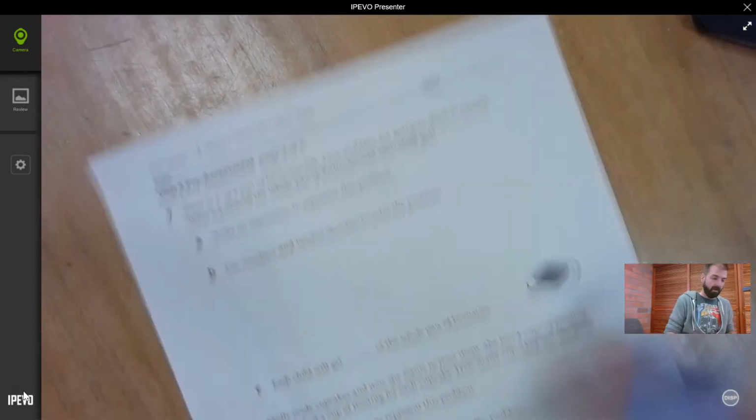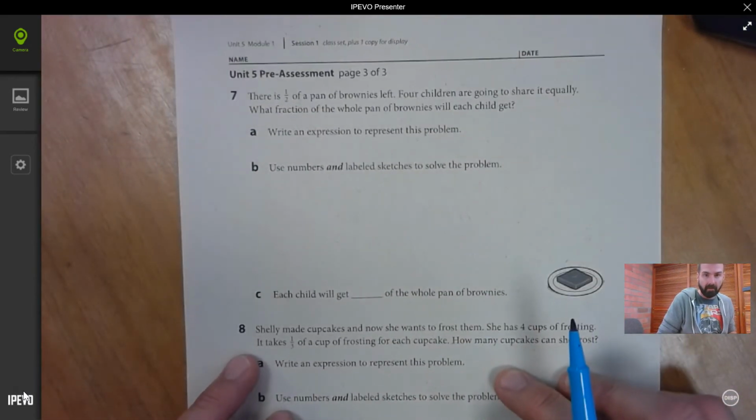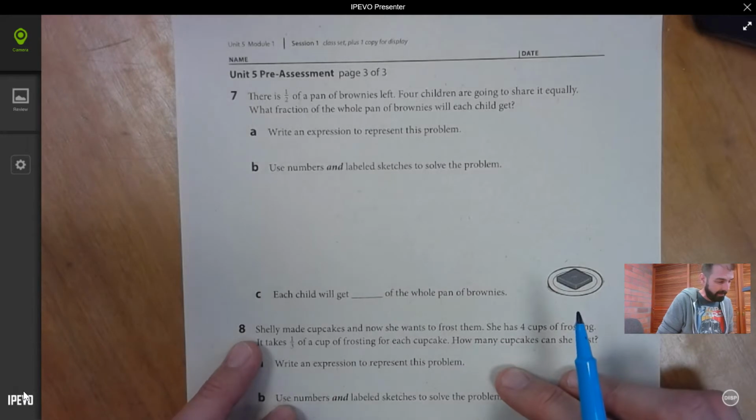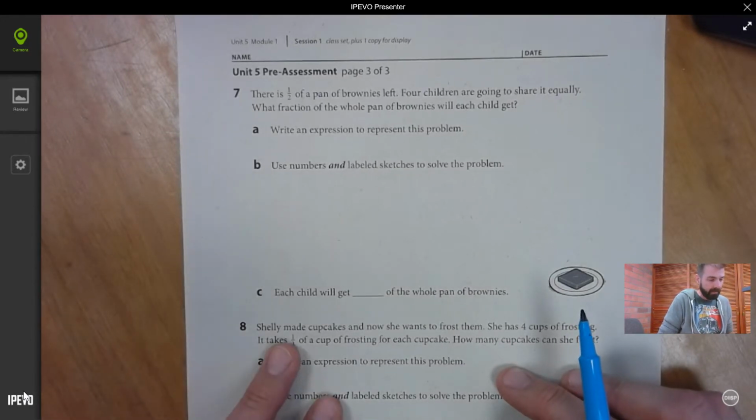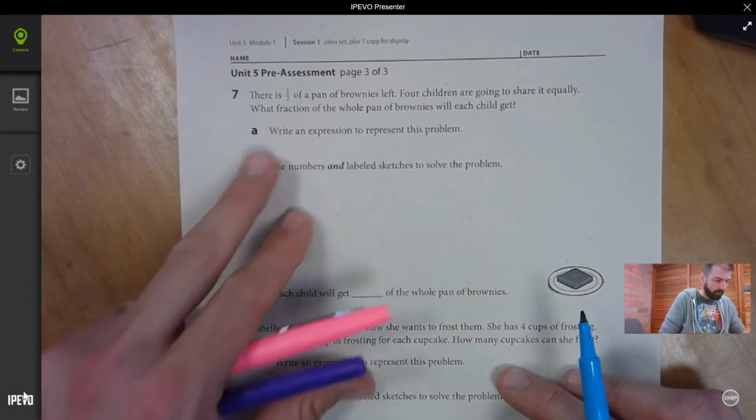Alright, last set of problems here. There is half a pan of brownies left. 4 children are going to share it equally. Hopefully that's a small pan, because that could be a lot of brownies. What fraction of the whole pan of brownies will each child get? Write an expression to represent the problem.